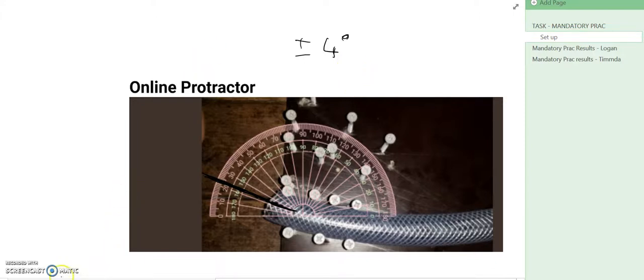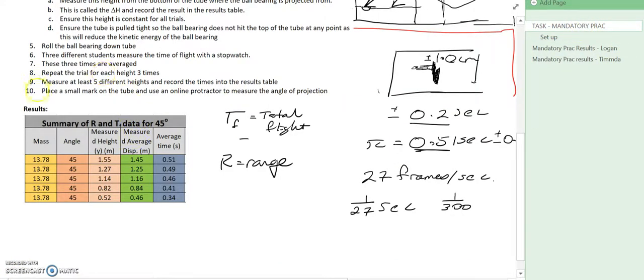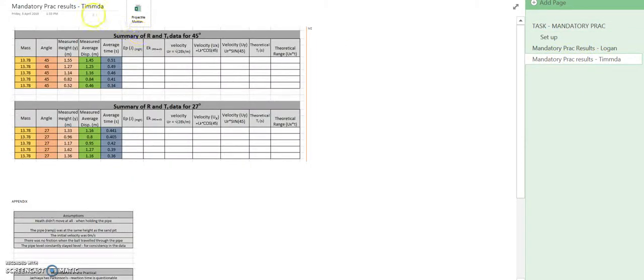The next video I'll do will be on the results section. So we've gone through the procedure, we've got down to the results, and I'll show you the results table and how I want to calculate. Then I'll put the formulas in, and I'll show you how to calculate each of these values.